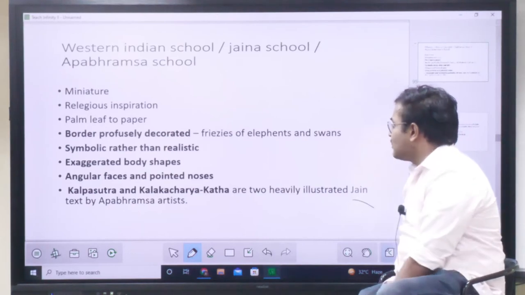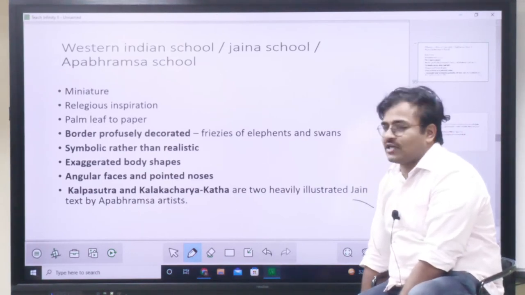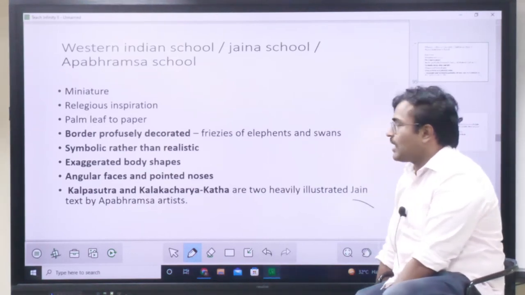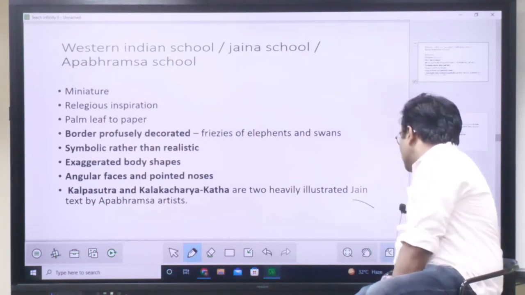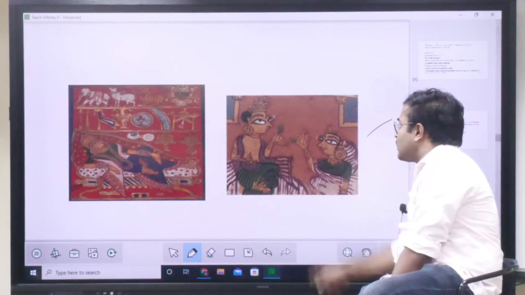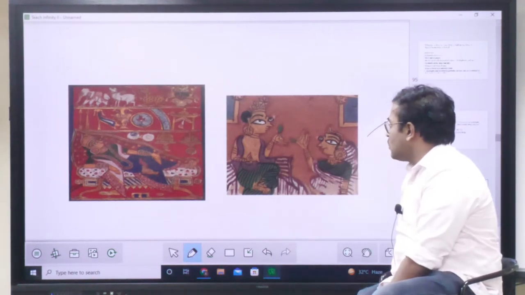Kalakacharya and Kalpasutra. So both are books. But remember that the ornamentation on the sides is more prominent than the real image.